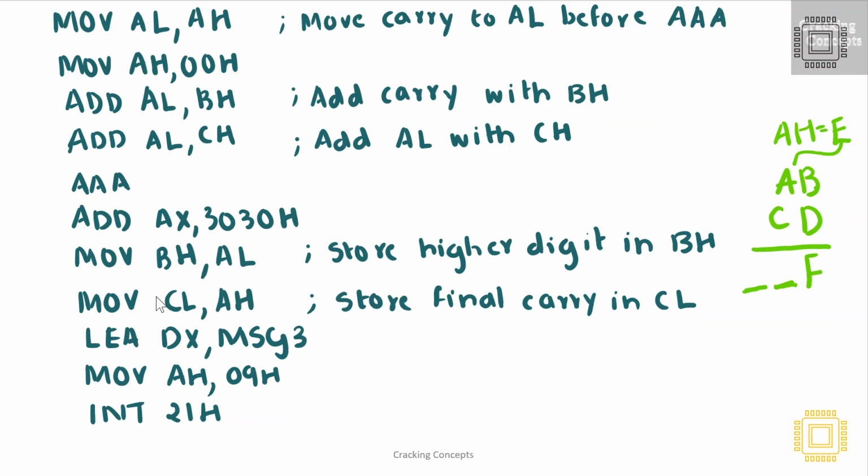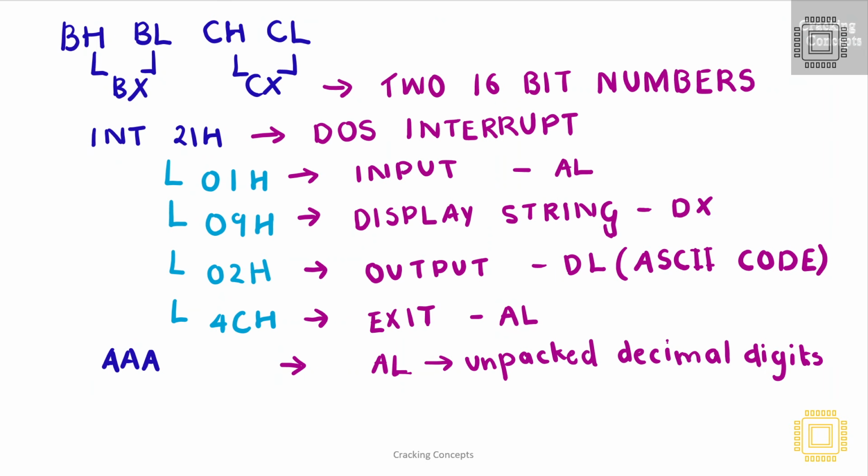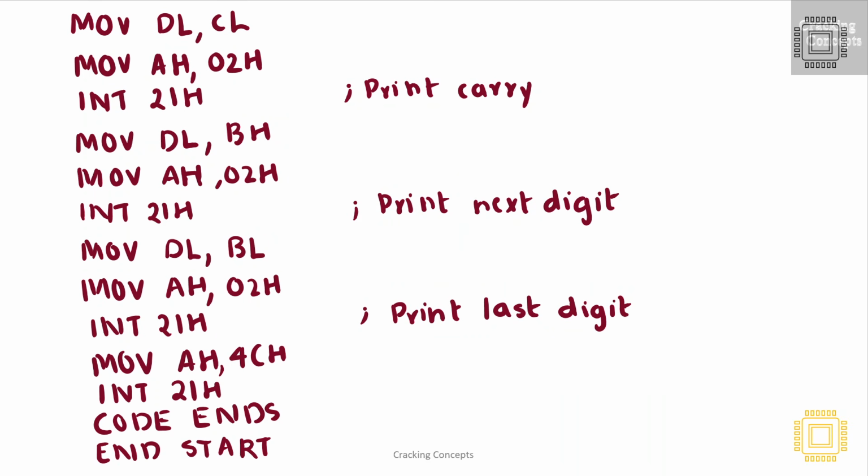So the carry is in CL. I'll display it as MOV DL, CL. So the interrupt 02H function code will be used for outputting and that value should be copied to DL. Its ASCII code should be copied there so that it gets displayed. So MOV DL, CL, MOV AH, 02H, INT 21H.